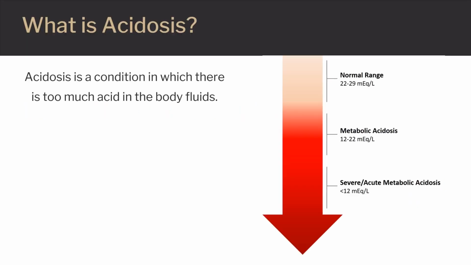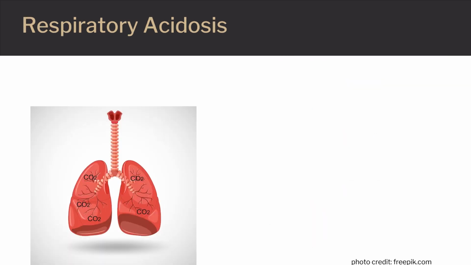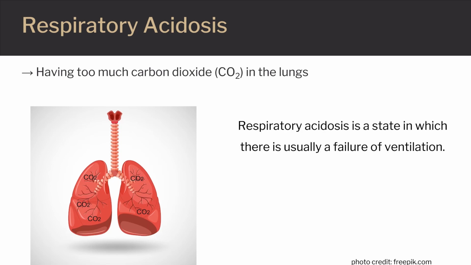Acidosis occurs when acid builds up or when bicarbonate, a base, is lost. Acidosis is classified as either respiratory or metabolic acidosis. Respiratory acidosis develops when there is too much carbon dioxide in the body. Respiratory acidosis is a state in which decreased ventilation, hypoventilation, increases the concentration of carbon dioxide in the blood and decreases the blood's pH, a condition generally called acidosis.